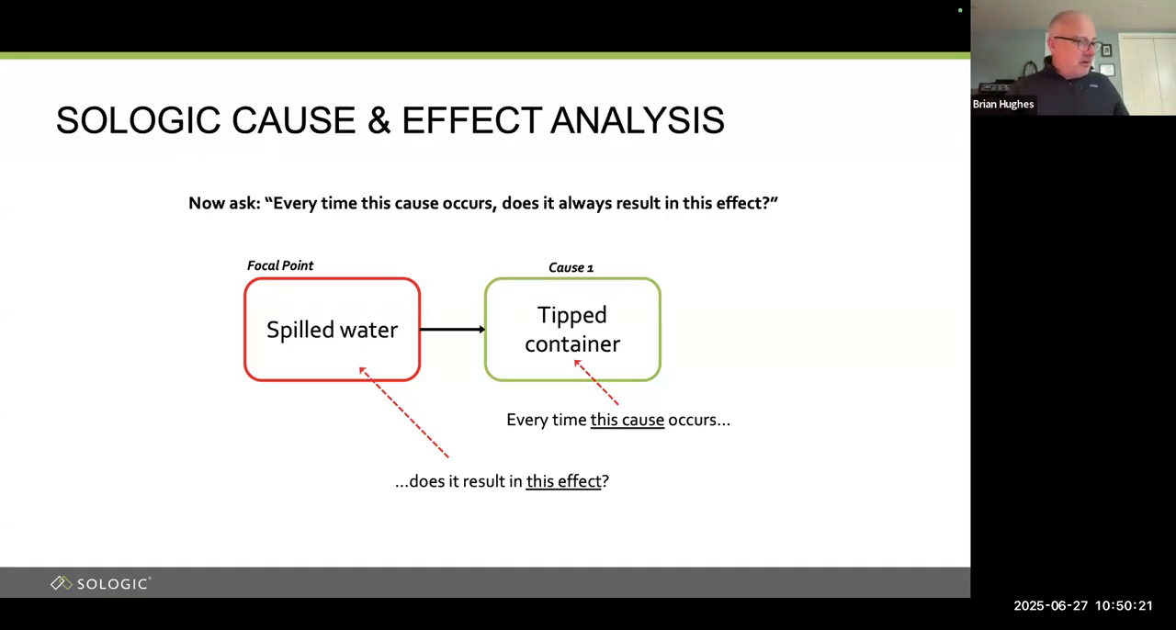But there are some fundamental problems with using writing in narrative form to try to keep track of how, or to model how, an event happened. And I'm going to talk about that right now.